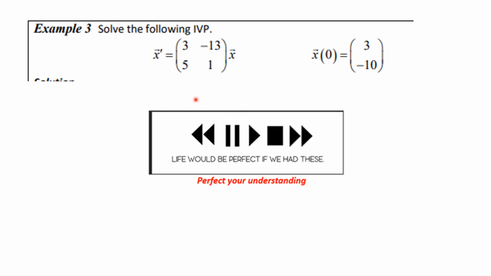Let's go on and do another example, and I'm going to ask you to do this one. Solve this initial value problem given here. And there's the initial condition. You know what to do. Let's see how you did.